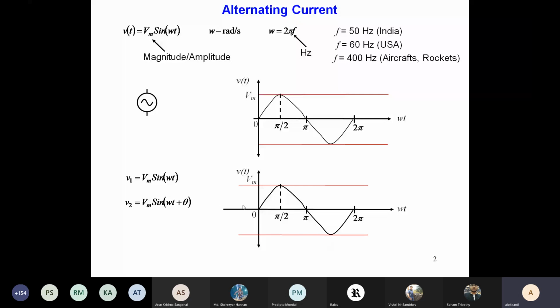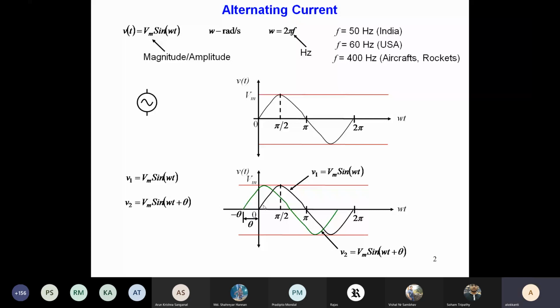The second one is 0 basically at omega t equal to minus theta. At some minus theta angle, omega t equal to 0. So V2 is basically a shifted version of V1. It looks like this. So we basically write it as V2 sin omega t plus theta. This is how we make the difference if they are shifted from each other.